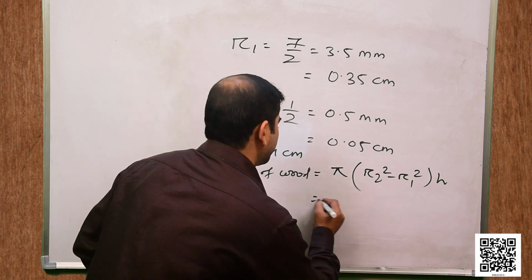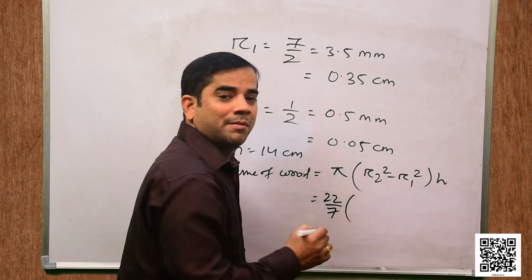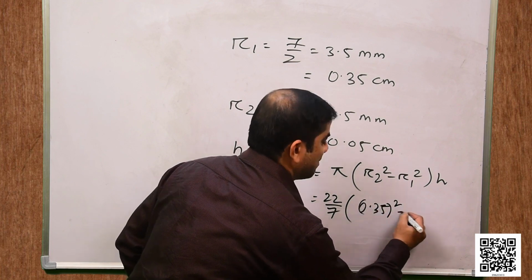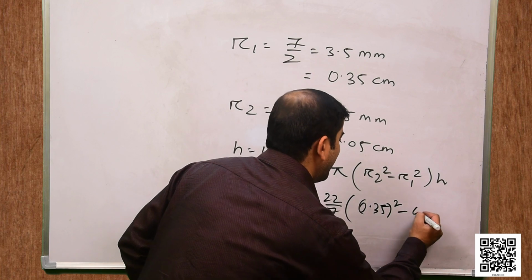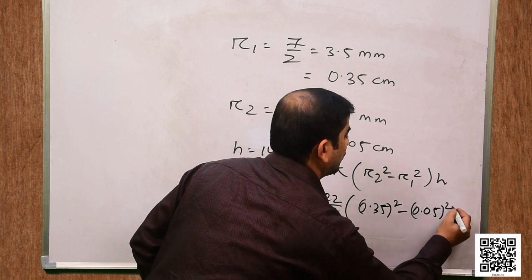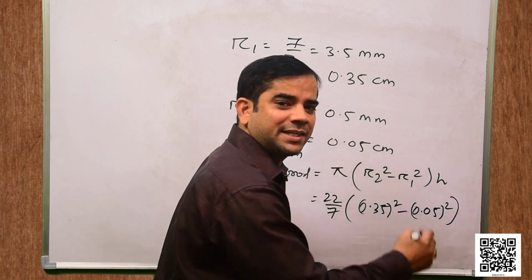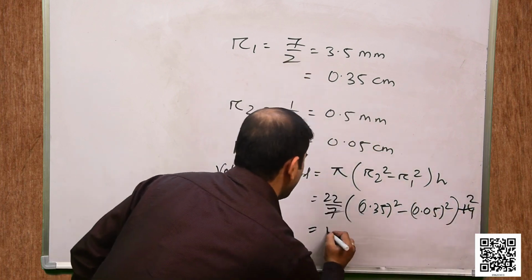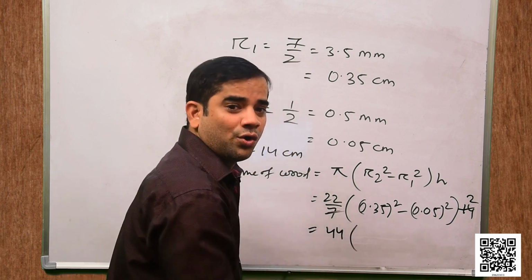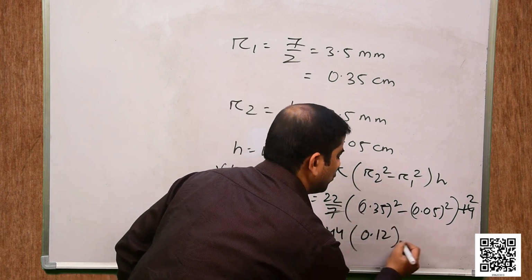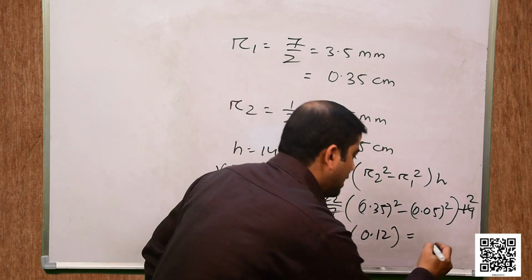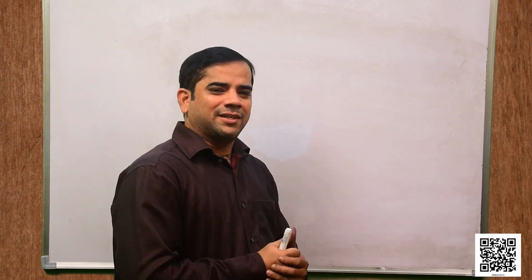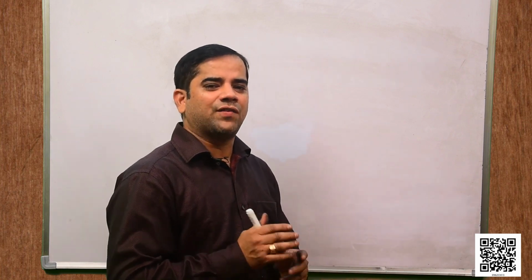So, this becomes 22 by 7 multiplied by (0.35 square minus 0.05 square) into H, that is 14 centimeter. So, that is equal to 44 into 0.12, or it is equal to 5.28 centimeter cube.